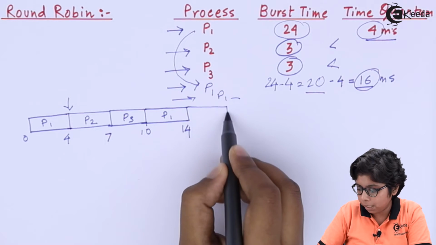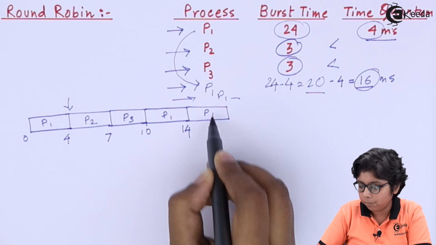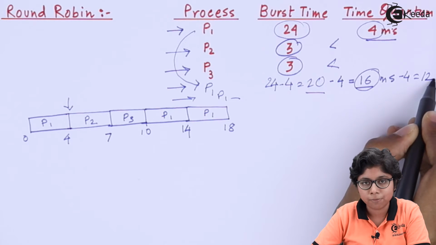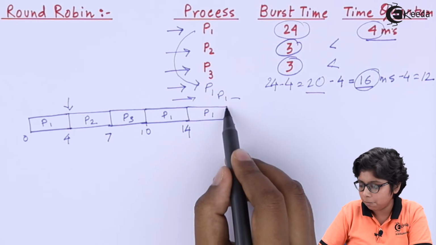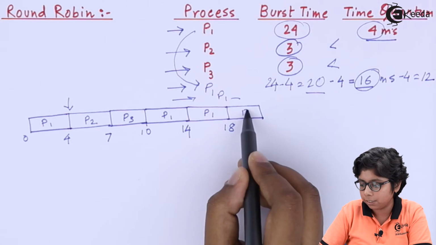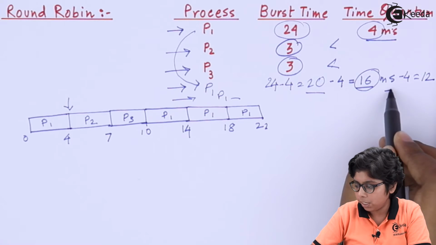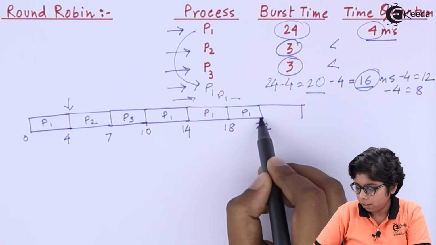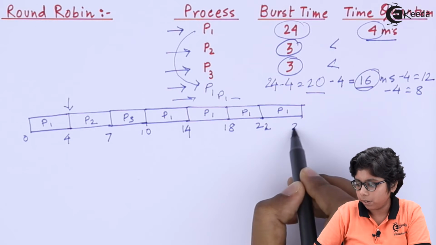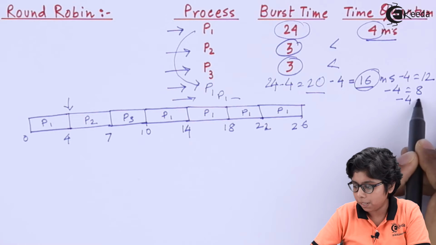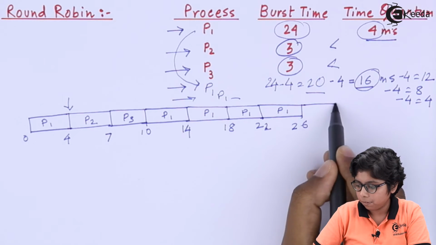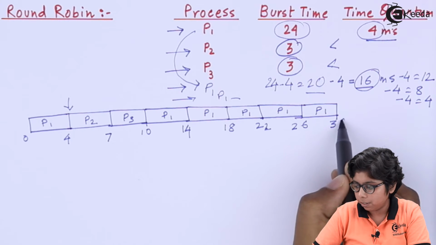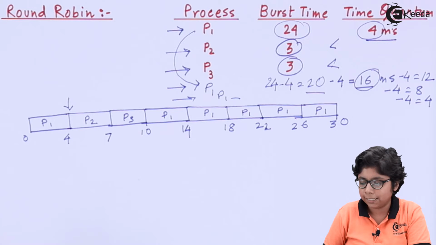So again P1 is allocated for 4 milliseconds. It will be completed at 18. So 16 minus 4, we are left with 12 milliseconds. Now again at 18 milliseconds, P1 will be allocated. At 22, we have 8 milliseconds left. Again P1 is allocated. At 26, we have 4 milliseconds left. At the last, at 30, it has completed its execution.